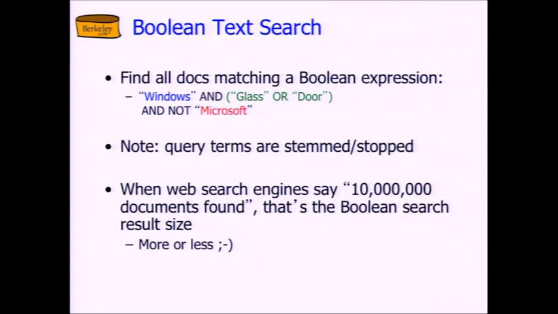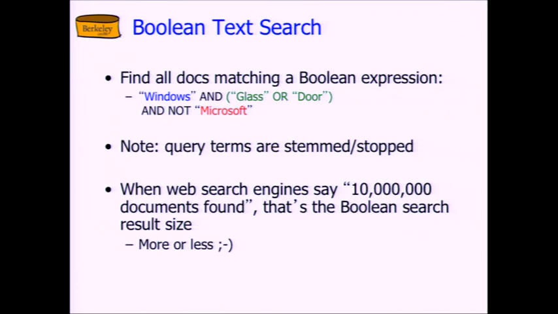Okay. So Boolean text search is the simplest form of search, where you just want to find the documents that match any Boolean expression: ands, ors, and nots. So here's an example of a query. I want Windows and glass or door, and not Microsoft. I'm looking for construction windows. And the query terms will be stemmed and stopped.